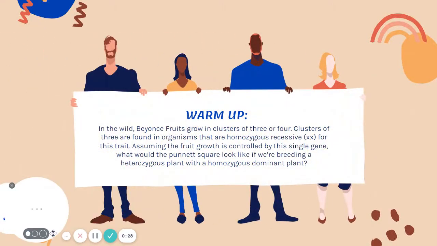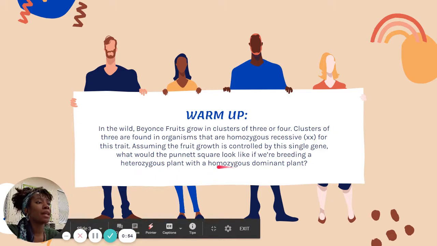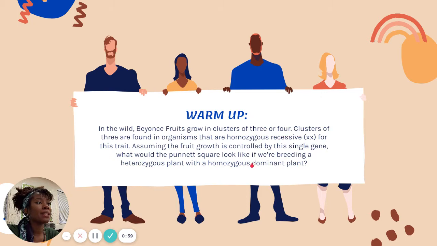So the warm-up question is, in the wild, Beyonce fruits grow in clusters of either 3 or 4. Clusters of 3 are found in organisms that are homozygous recessive for this trait. Assuming that the fruit growth pattern is controlled by this single gene, what would the Punnett square look like if we're breeding a heterozygous plant with a homozygous dominant plant? To answer this question, you need to know what homozygous means, what heterozygous means, what recessive means, and what dominant means. Then you're going to set up your Punnett square.